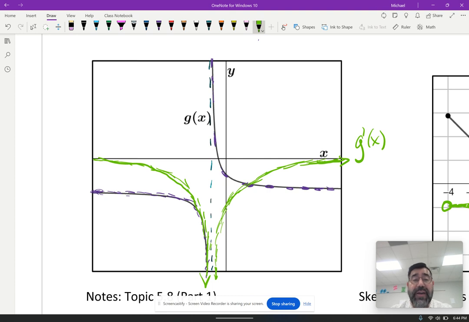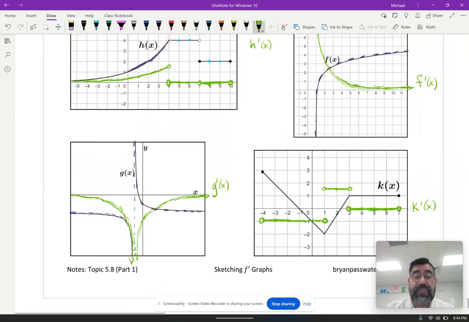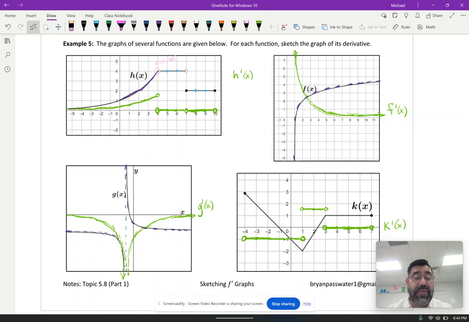The green graph, which represents the derivative, is plotting, as the y values of the green graph, the slopes of the original function. In the next video, we'll talk about 5.9 and how we can connect the idea of the original graph with its derivative graph with its second derivative graph. And we'll get a chance to practice this in class as well.